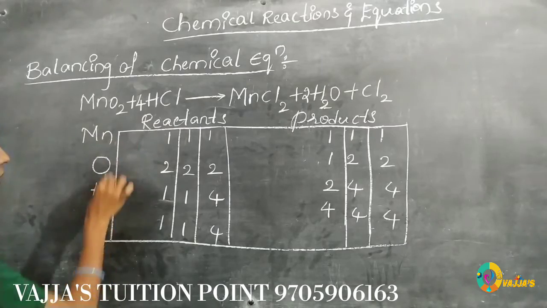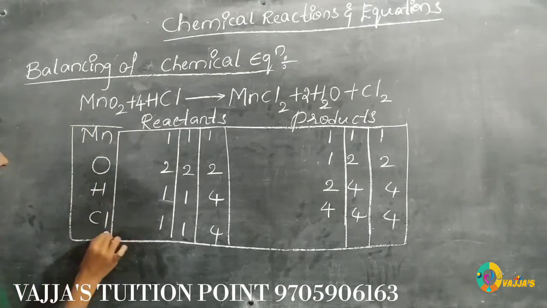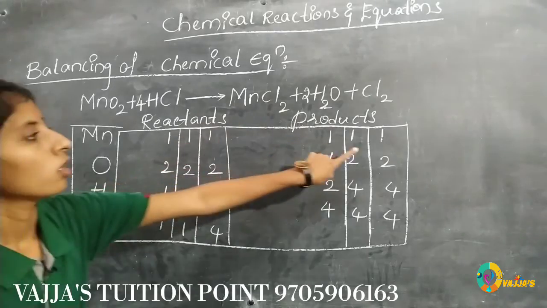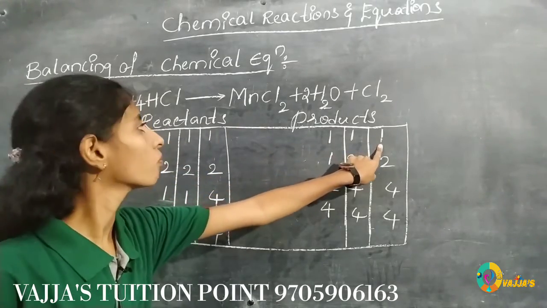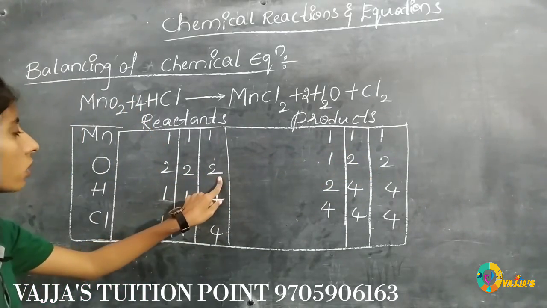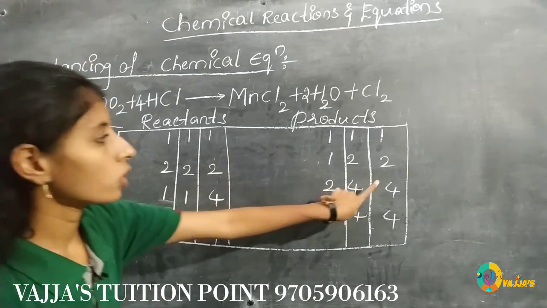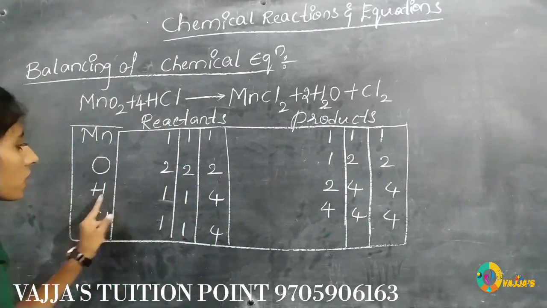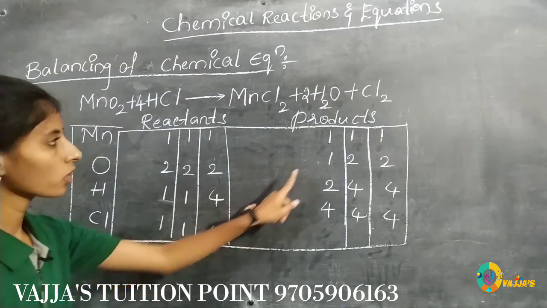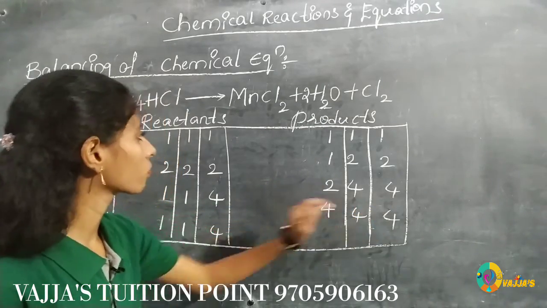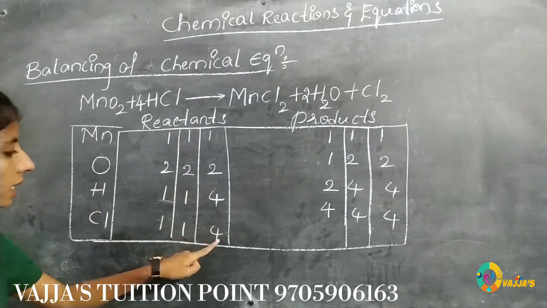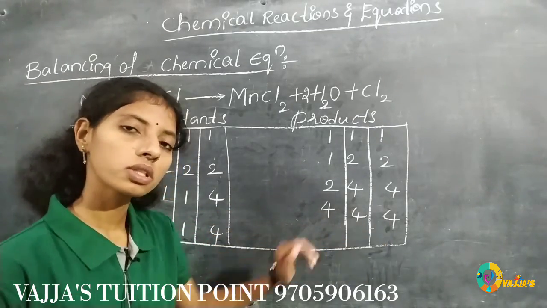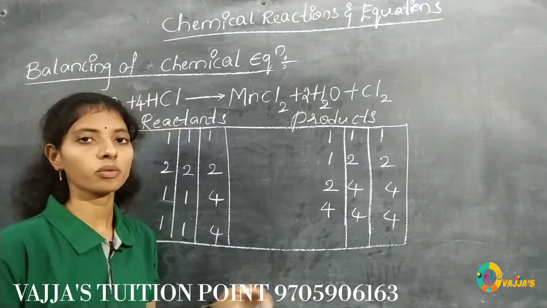Now check all the atoms once. Manganese, on the reactant side we have 1, product side also we have 1. Oxygens, on the reactant side we have 2, on the product side also we have 2. Hydrogens, reactant side 4, product side also 4. Chlorines, reactant side 4 and product side also 4. So this is a balanced chemical equation.